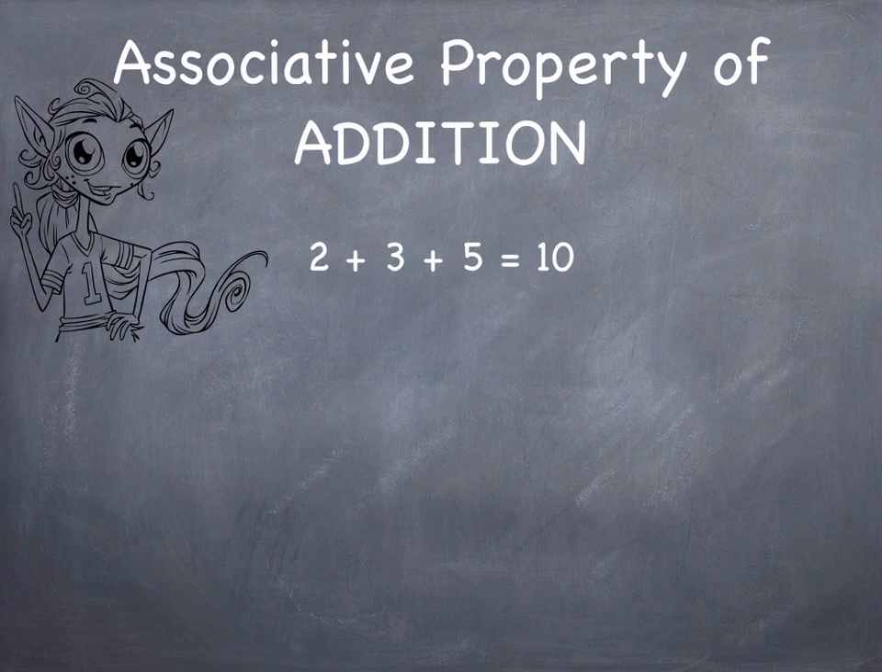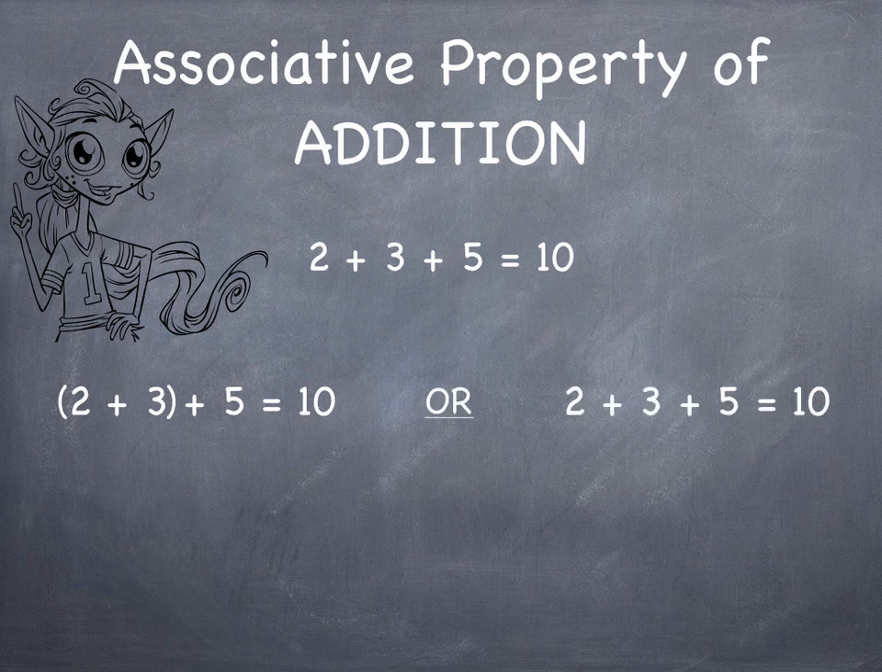Okay, let's start with addition. The associative property of addition tells us that we can change the way we group our numbers together, and again, we do that using parentheses. The parentheses tell us what to add first. So I have this same problem, 2 plus 3 plus 5 is equal to 10, and I can actually do this one of two ways. I can do it this way, (2 plus 3) plus 5, and I group the 2 and the 3 together. This way I'll add them first. Or I can write out the same problem, and instead of grouping the first two numbers, this time I'll go ahead and add the last two, 3 plus 5.